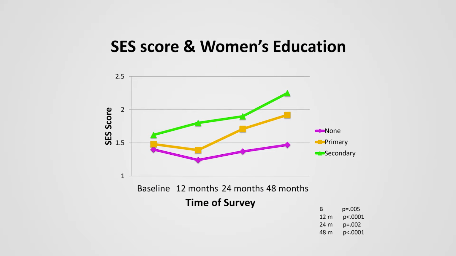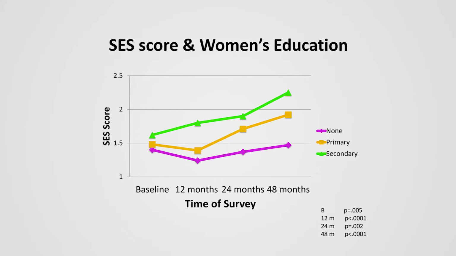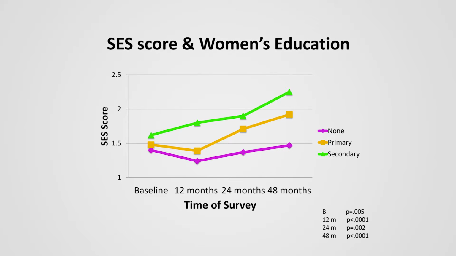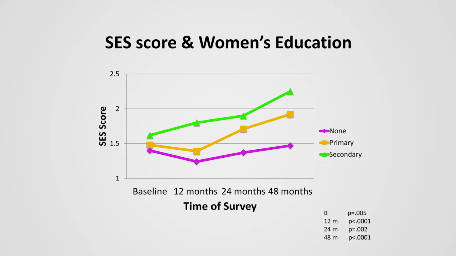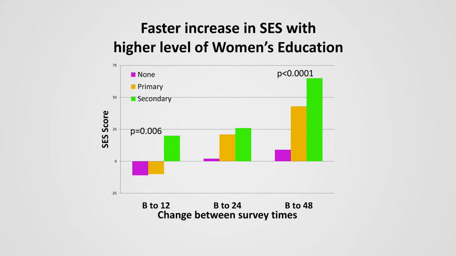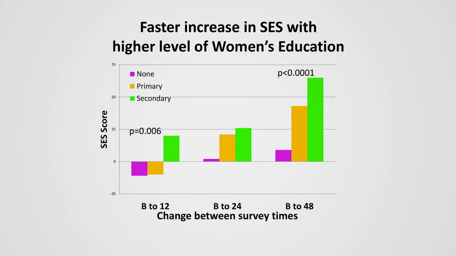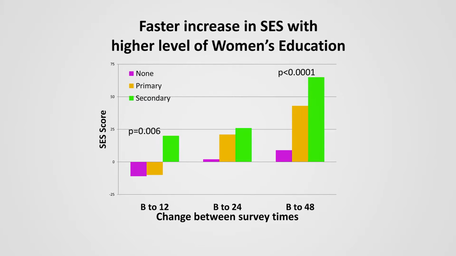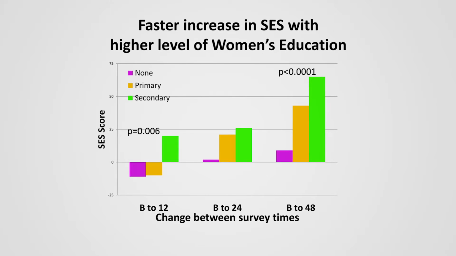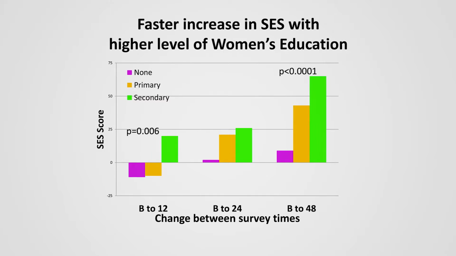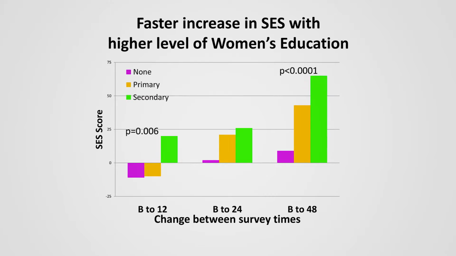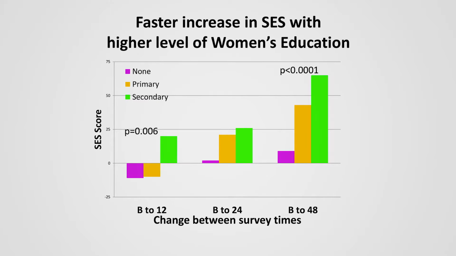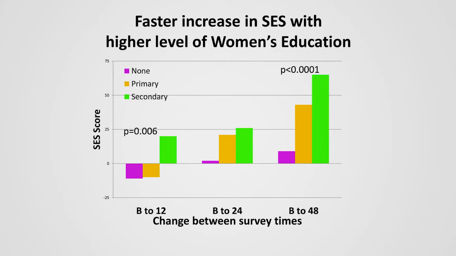On the next slide, we see the SES score and women's education, and the pattern is somewhat different. These higher educated women households started out a little bit better, but the difference increased, and the gap widened as the time went by. And in fact, when we looked at this trajectory in more detail, we found that there was a faster increase in SES in households with a higher level of women's education. And here you see the change between survey times from baseline to 12, baseline to 24, and baseline to 48 months, with the green again indicating those households where a woman had at least some or completed secondary education.